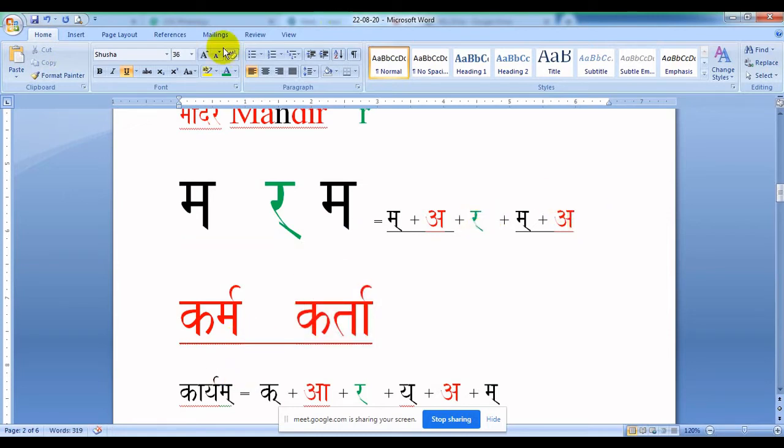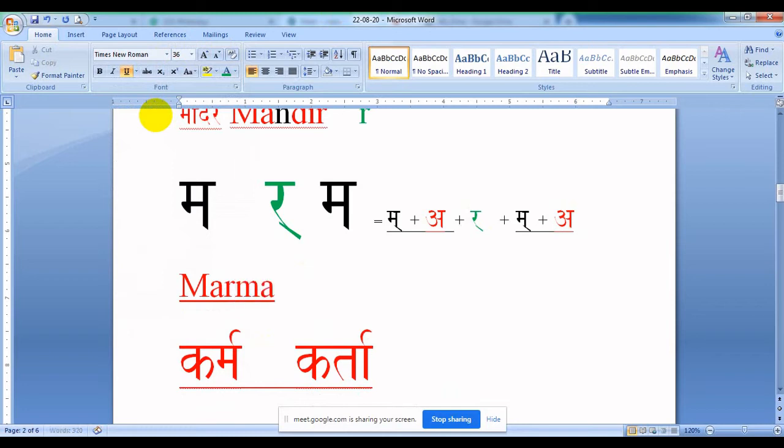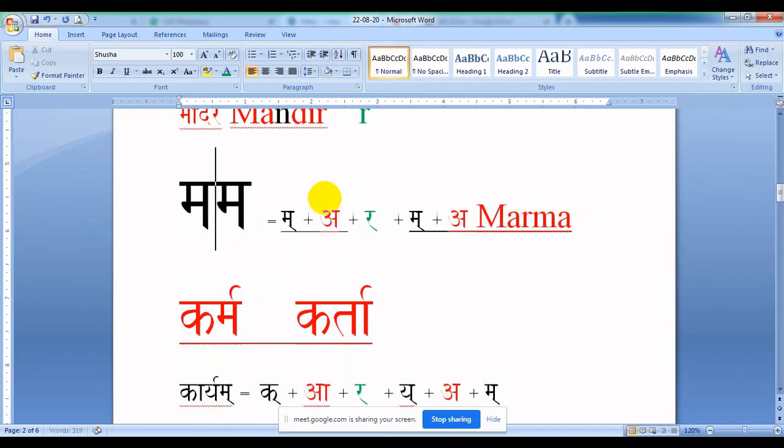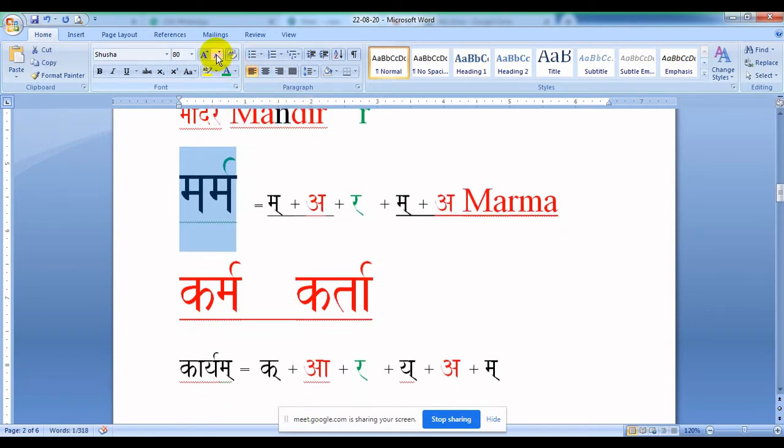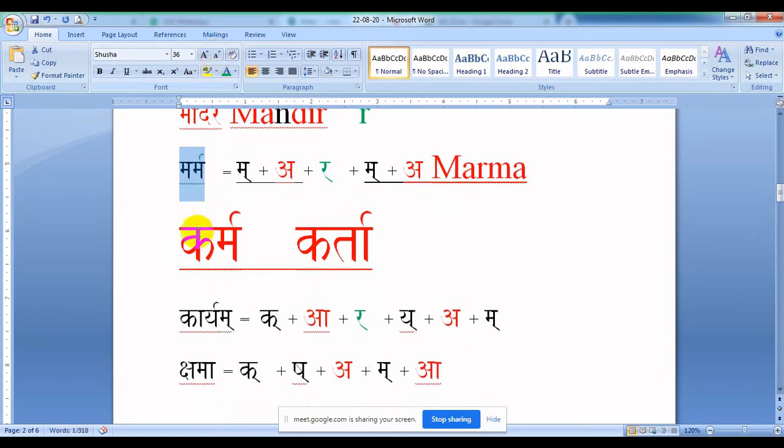In English also, let me type here so it would be more clear to all the students. M-A-R-M-A, marma. So, in short, whatever sign you see on the letter, that ra should be pronounced before the particular letter on which that refa is given. So this marma, let me write again as it is. Marma. Let me put it in green. Okay, marma. So I hope you have understood how to pronounce this refa just before that letter on which this refa sign is given. Okay, karma, karta.